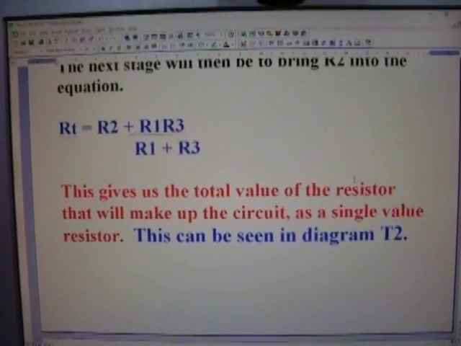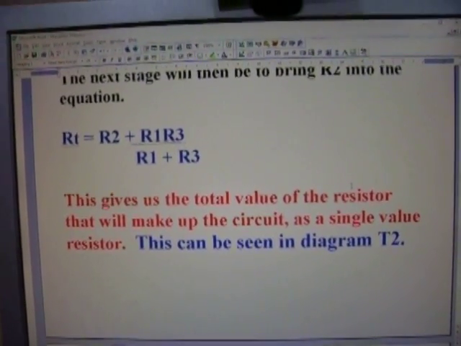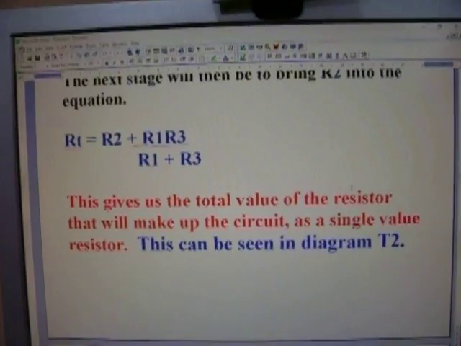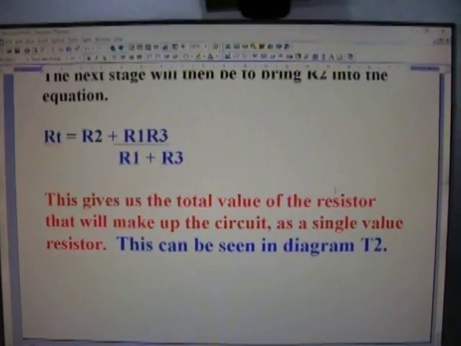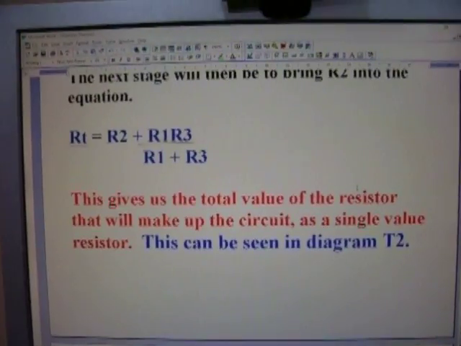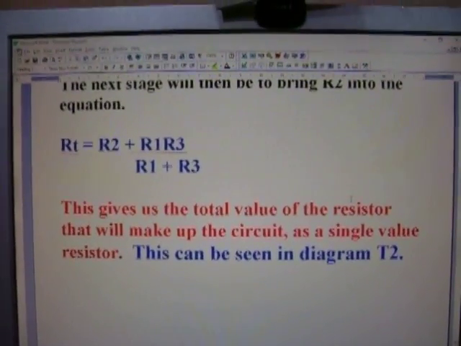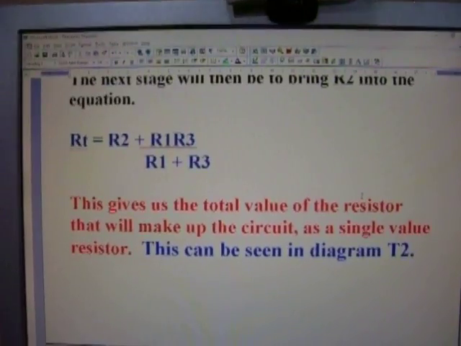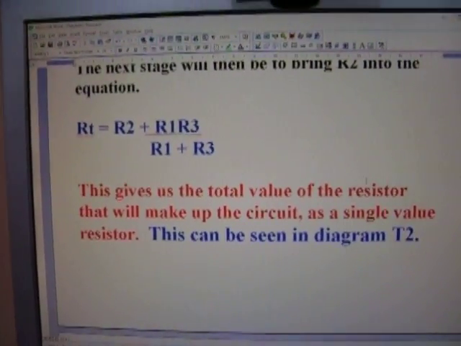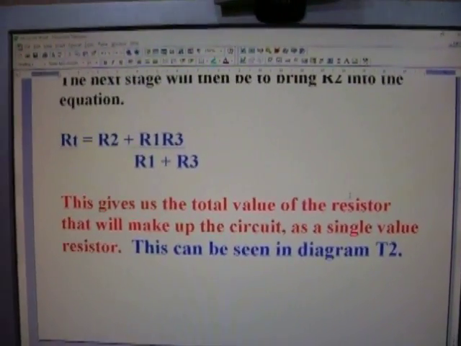And here we have brought RT into the equation. RT equals R2 plus R1, R3 over R1 plus R3. Okay? This gives us the total value of the resistor that will make up the circuit as a single value resistor. This can be seen in diagram T2.